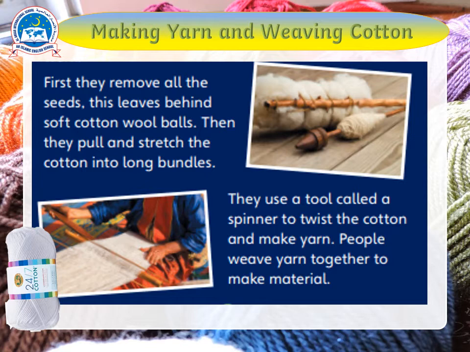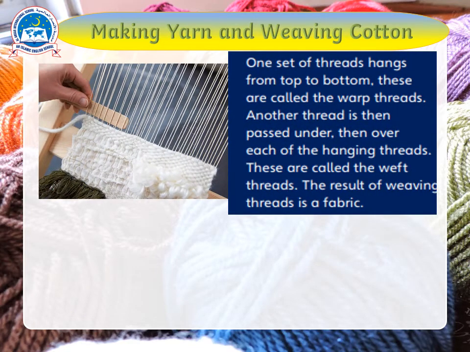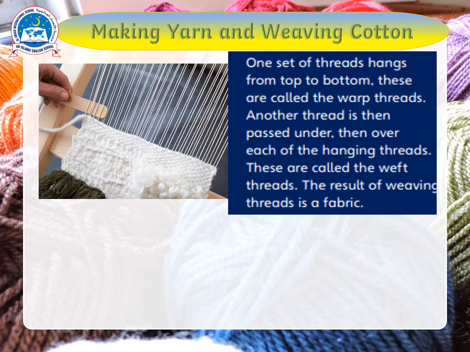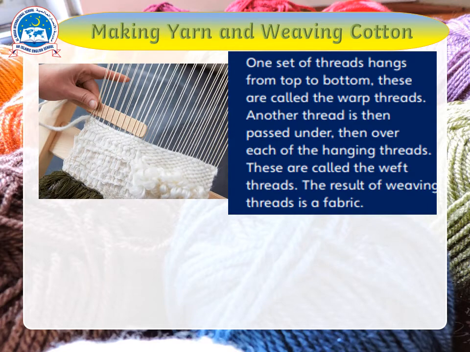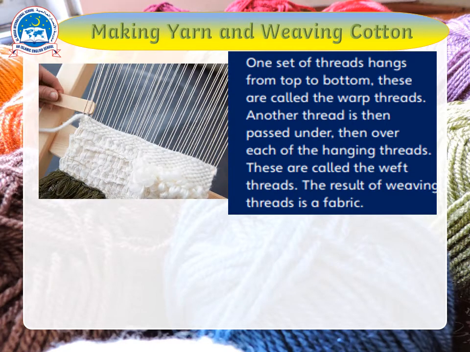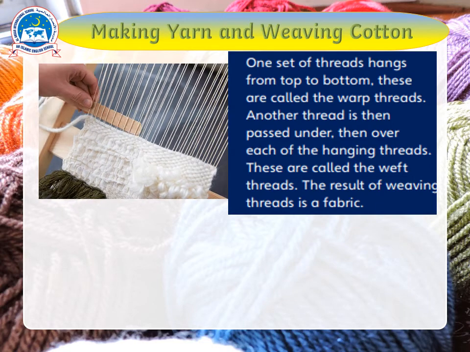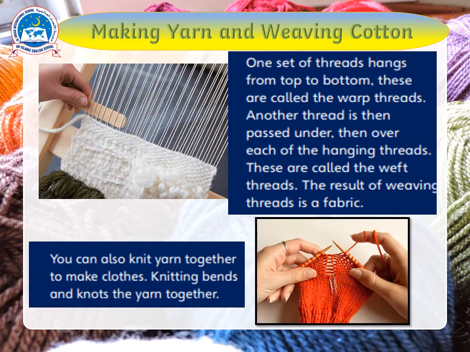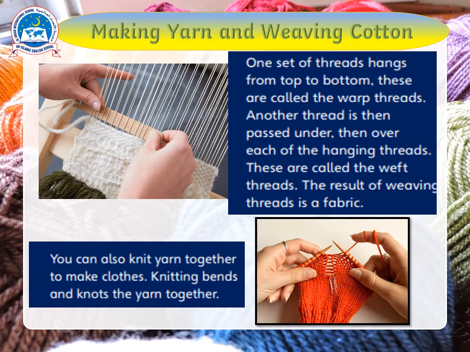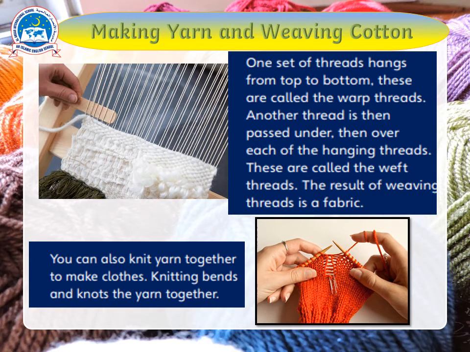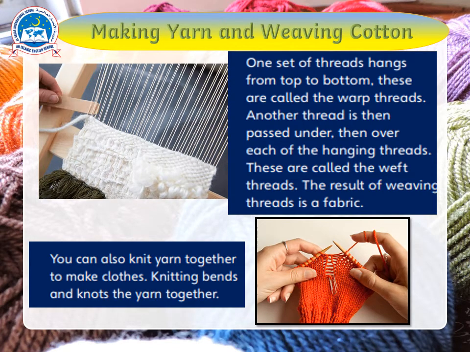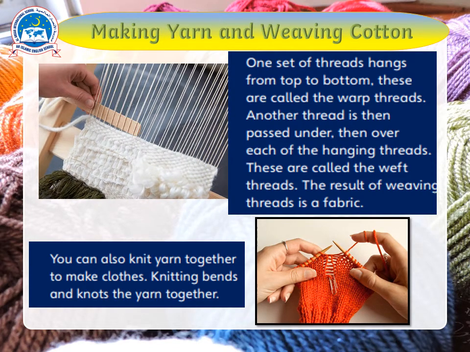People weave yarn together to make a fabric. Have a look at the picture. One set of thread is hanging from top to bottom, and the other set of thread is passed from the side over and under to weave the fabric. This process is called weaving of fabric. Some people also use knitting sticks. These help to make fabric for blankets, socks, hats and sweaters.